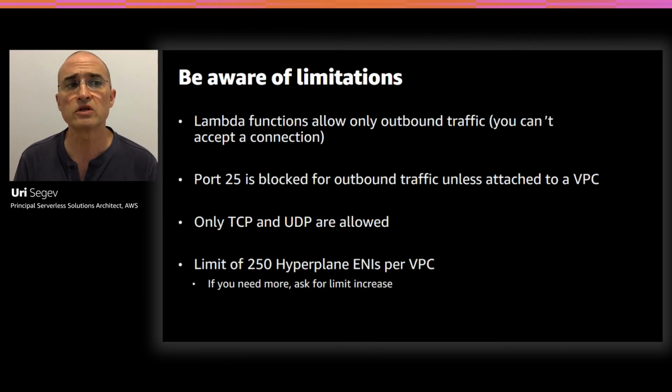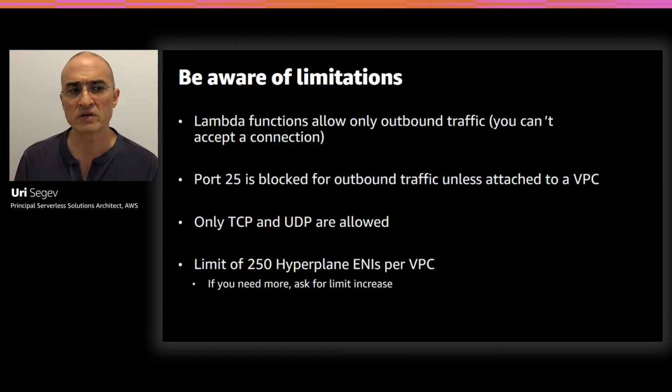And the last thing is that you need to be aware of limitations. As with any other service, you must be aware of the limitations that the service imposes. For instance, Lambda functions allow only outbound traffic. We already discussed that. Port 25 is blocked for outbound traffic unless you are attached to a VPC. Only TCP and UDP. You cannot do ICMP. You cannot do pings and stuff like that.